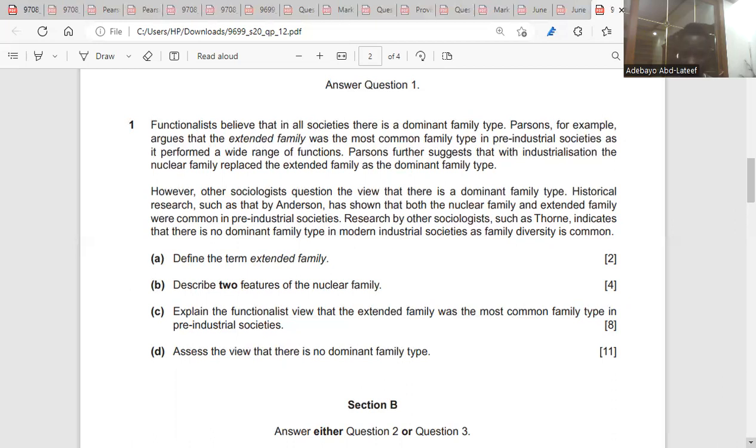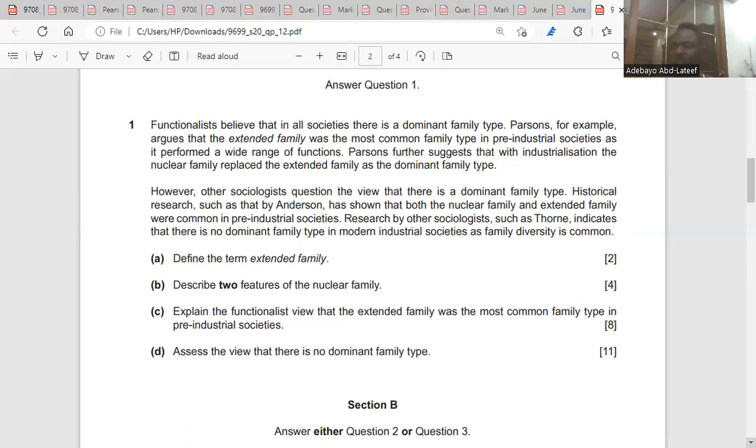So that is what Thorne is indicating, that in modern industrial society, family diversity is common. You might see it as nuclear, but the kind of nuclear family they have is different from the normal nuclear family that you would think. So family diversification is more. There are different kinds of families. That is the point.